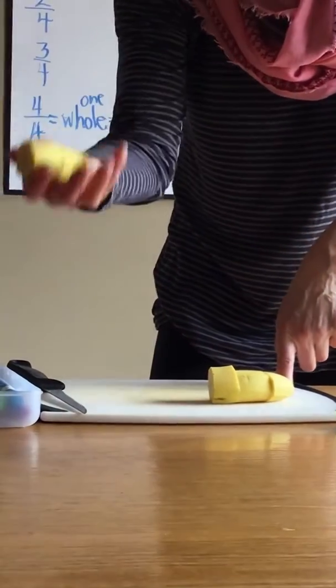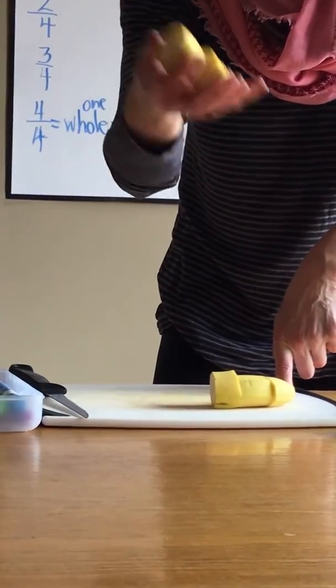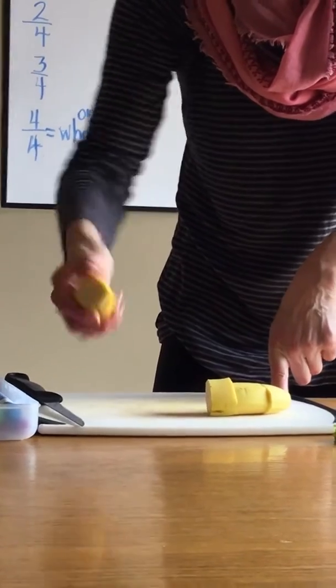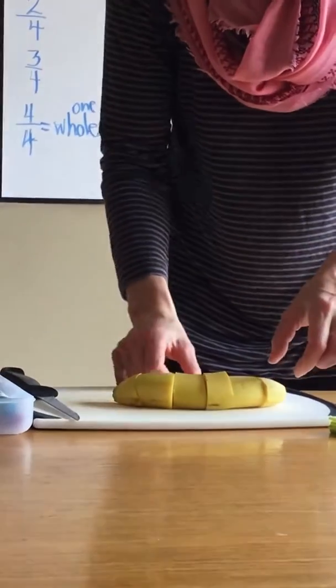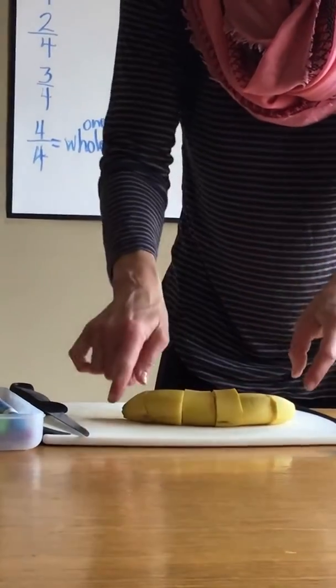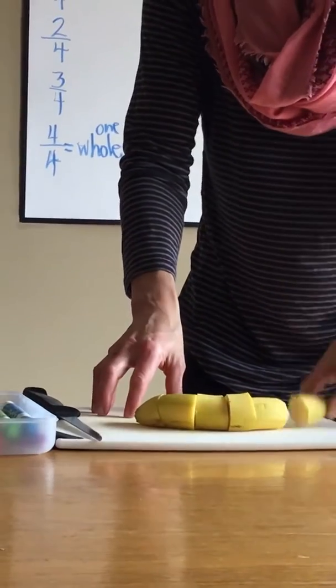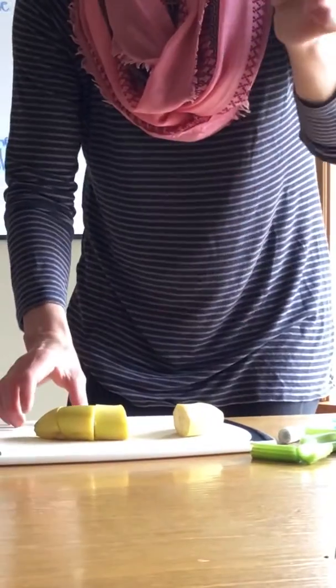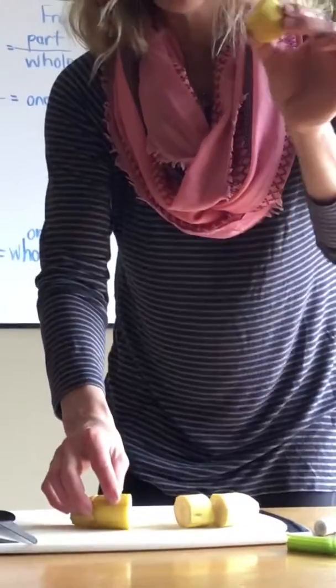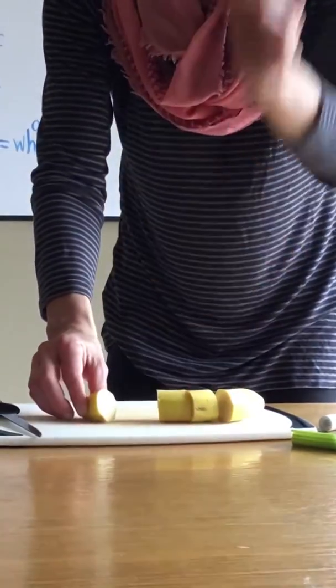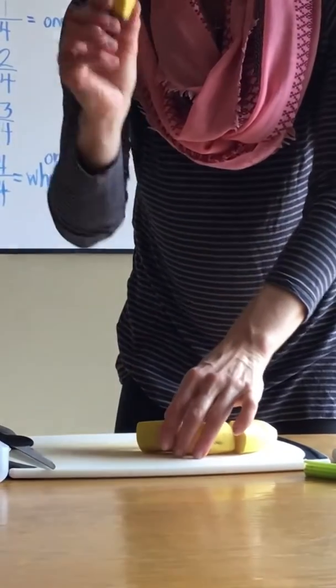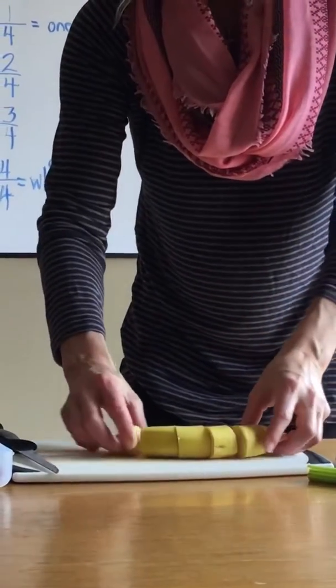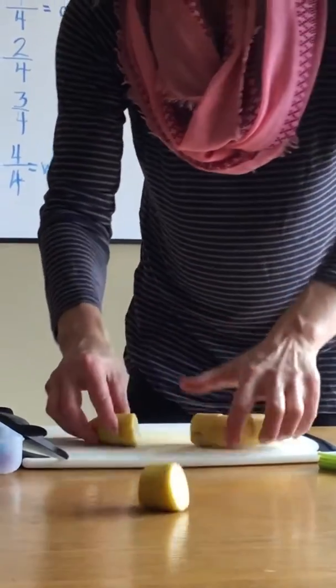So if I were talking about this many, it would be 3 out of 6. If I were counting them, I would say 1/6, 2/6, 3/6, 4/6, 5/6, 6/6, or the entire being 1 whole.